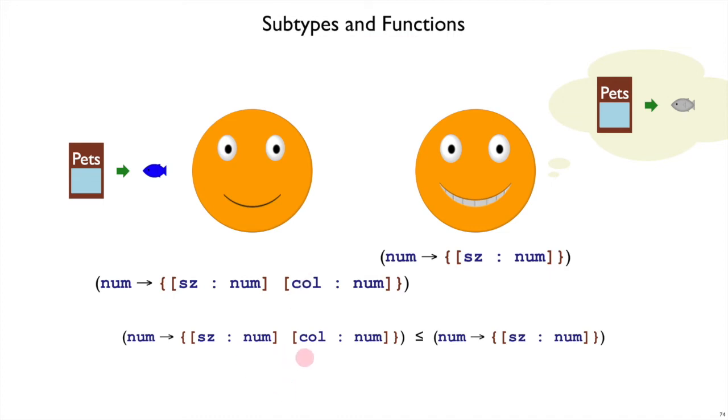But the type system knows that Bob is happy only if we say that this type is a subtype of the other type. That is, we have to say that a function that takes a number and gives back a color fish is a subtype of a function that takes a number and gives back just a generic fish.